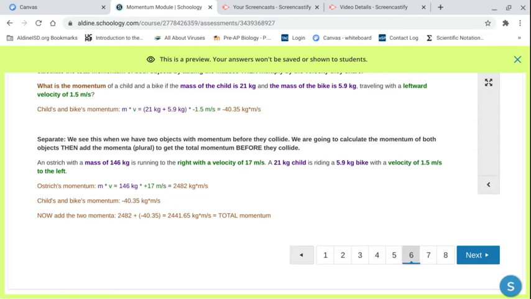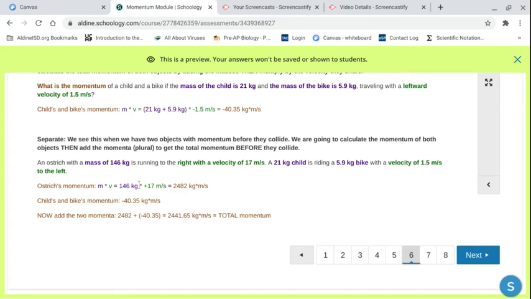Okay, so we have the same child and bike. So 21 plus 5.9 to get the total mass and that left velocity. We have that momentum already of the child and bike. That's why you don't see it worked out here. But now we have an ostrich, and an ostrich has a mass of 146 and it's running to the right. Since it's running to the right, that means that velocity is positive. And that's why you see the plus 17. That just lets you know that it's positive.